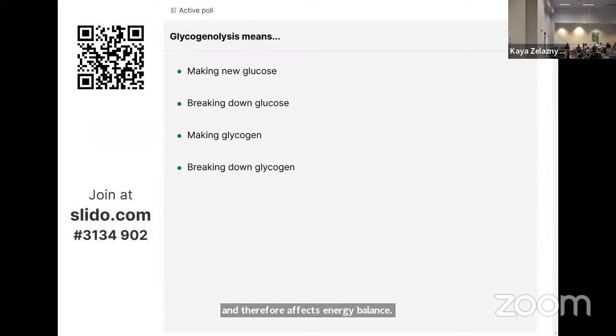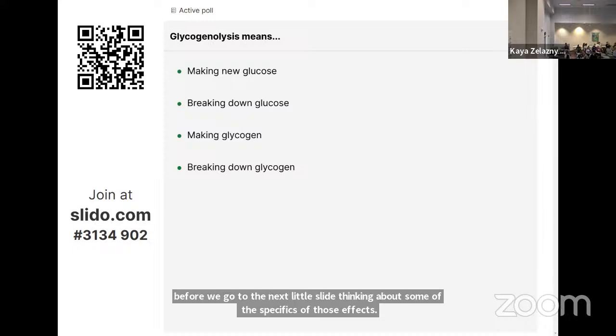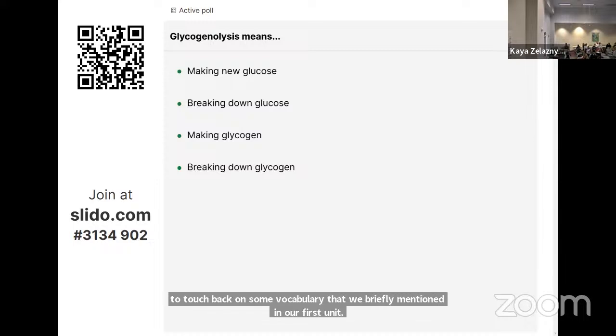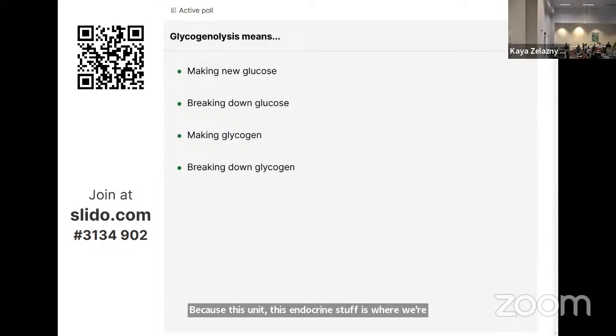So before we go to this next little slide, thinking about some of the specifics of those effects, I want to touch back on some vocabulary that we briefly mentioned in our first unit, because this unit, this endocrine stuff, is where we're going to really tap into this in more detail. So one of the many G words that we saw at the very end of our metabolism section was glycogenolysis. I want to try and remember what that meant.